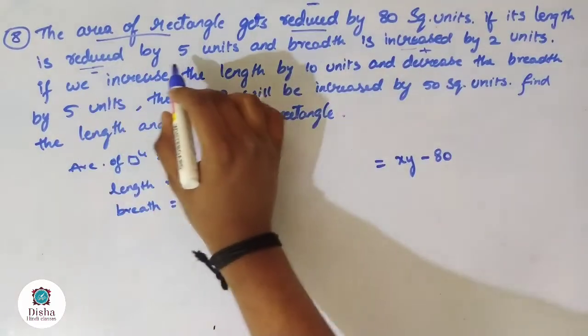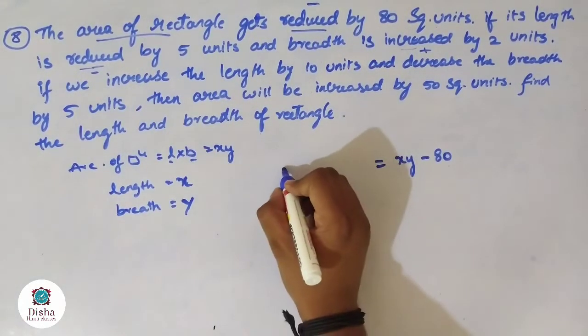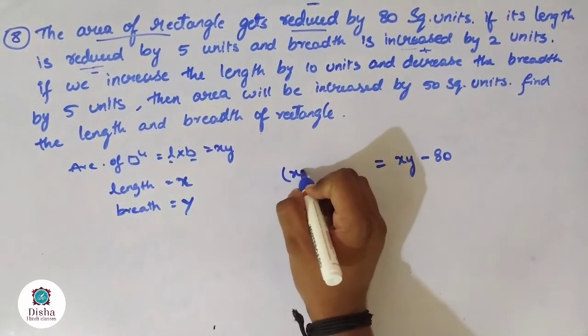If its length is reduced by 5 units, reduced means subtraction again. So length, what is length here? x. So x minus 5.